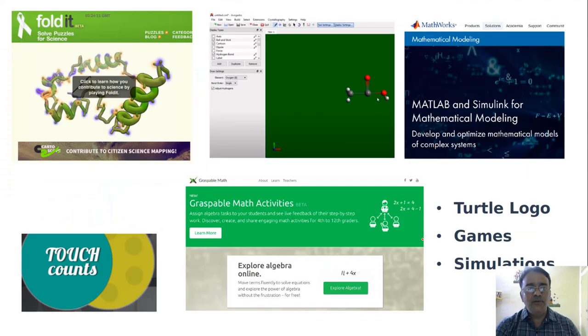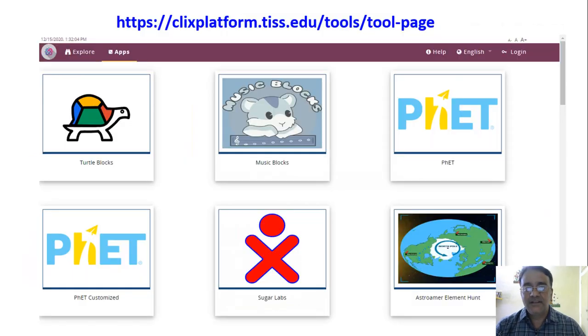Now we'll move towards another section, the turtle logo, games, and simulations. In this way also we can teach the students some modeling. I will demonstrate one by one. Let us move towards the first one, the turtle logo and the turtle blocks.